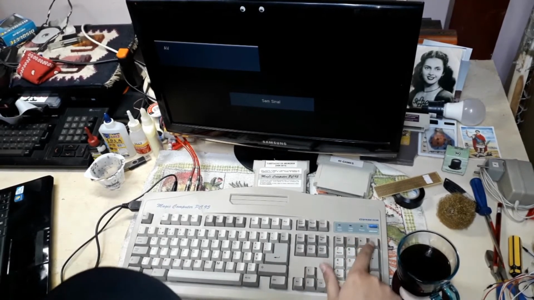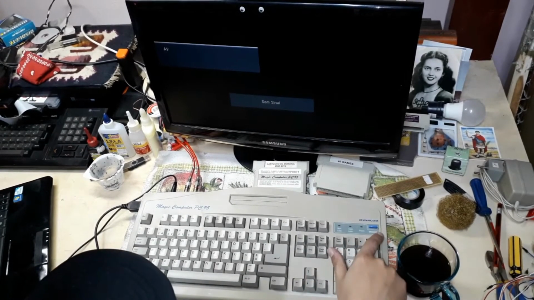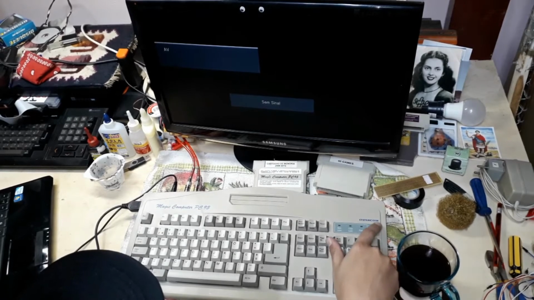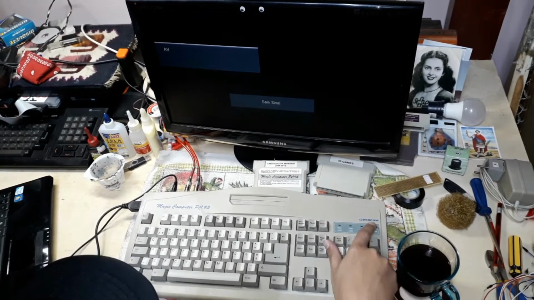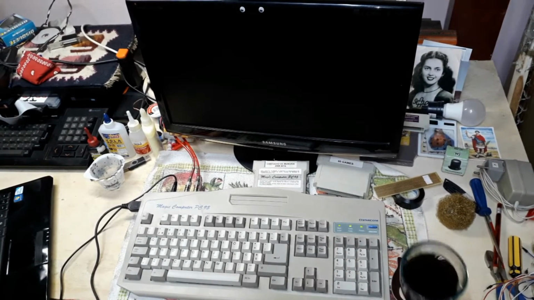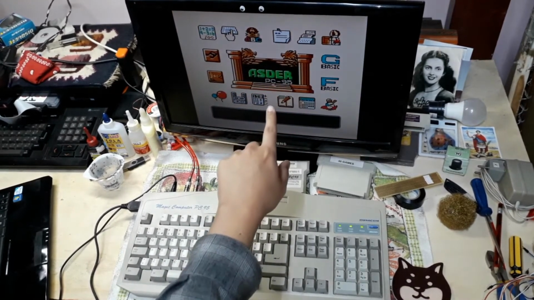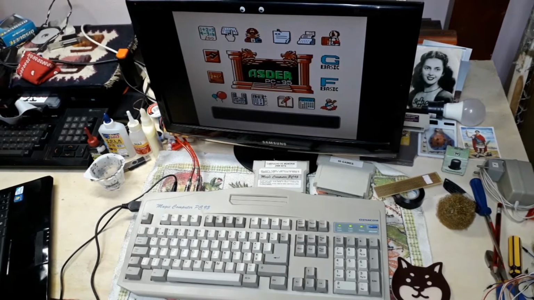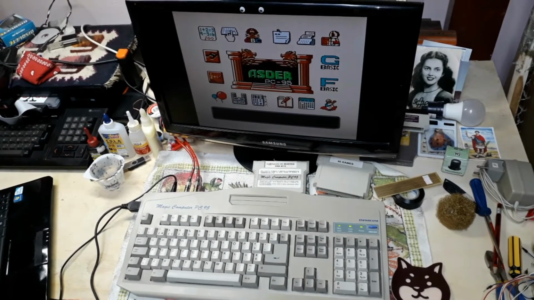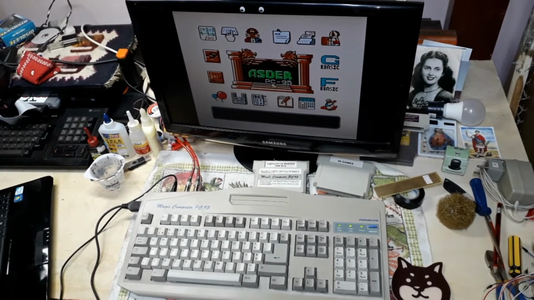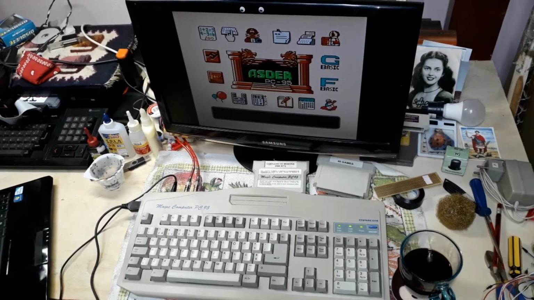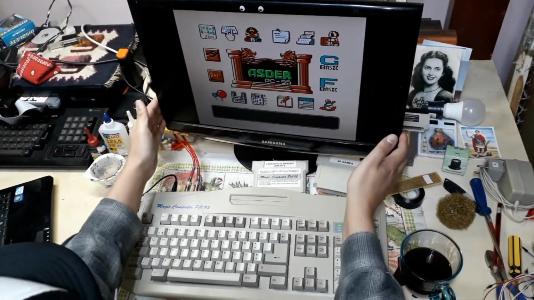Turning on the power button, which is written Dynacon and ASDER. I'm gonna tell you the story why it is written ASDER all over this PC. So this is the Magic Computer PC95.